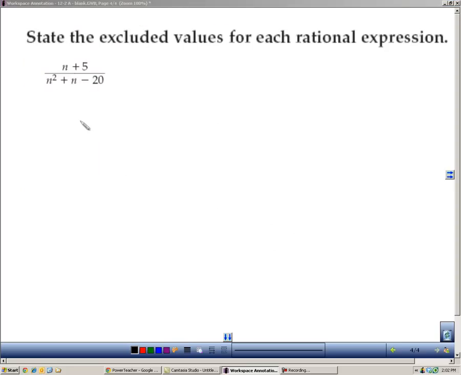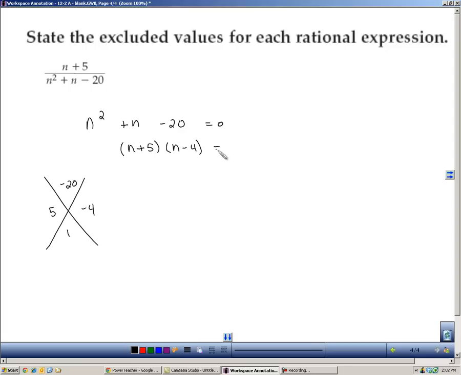Last one here, looking for excluded values, n squared plus n minus 20. We'll set that equal to 0 using the diamond. I need two factors of negative 20 that add to be 1. 5 and negative 4 I think should work. So we're going to get an n plus 5 and an n minus 4. So now that it's factored, it's easy to see what values I should not get for n. n should not be a negative 5 here, and n should not be a positive 4 here. So we'll say the excluded values, the values that we cannot include in our solution, would be those two.